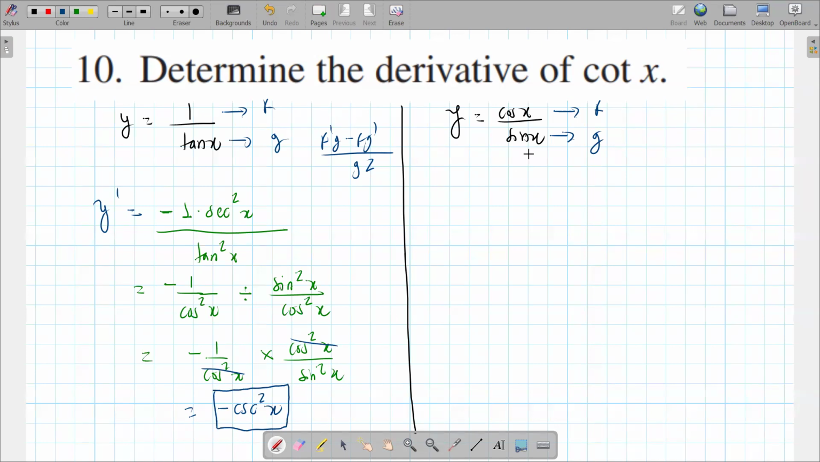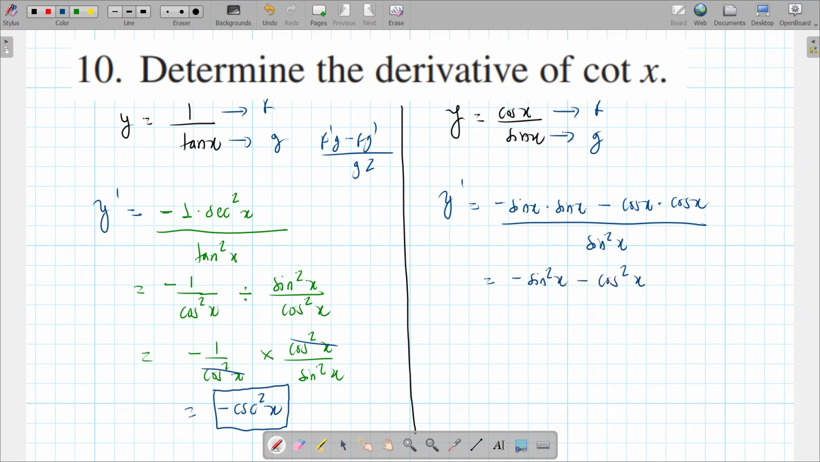We can show that this is the same thing using this. F prime is negative sine x times g as it is, minus f as it is times g prime, so cosine x, all over sine squared x. So you get negative sine squared x minus cosine squared x all over sine squared x. By the way, you cannot cross these out because there's a minus sign. If there was no minus sign, you could have. As of right now, you cannot.